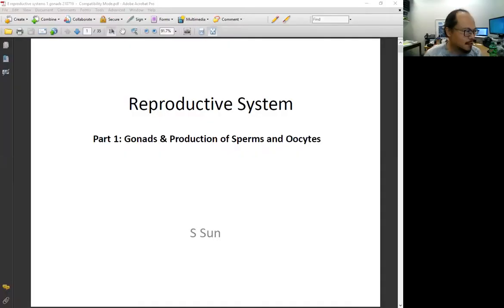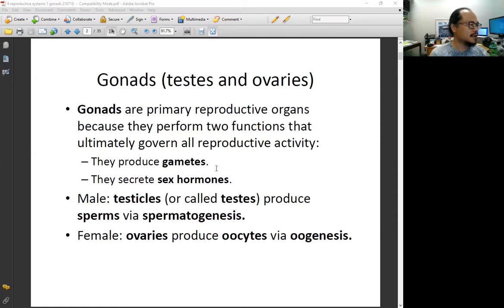All right, so this is the reproductive system. This is the first portion, where we will talk about the gonads and the procedure to produce the sperms and oocytes, the gametes of male and female. Gonads are the primary reproductive organs of male and female. In the male, the gonads are testes or testicles, and in females they are ovaries.